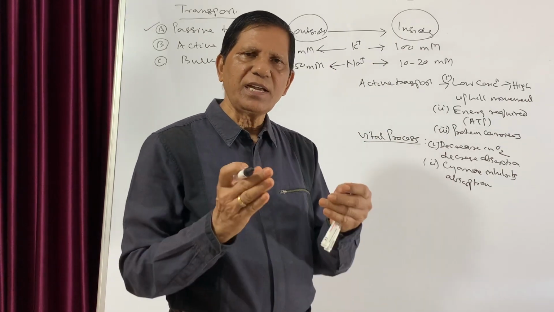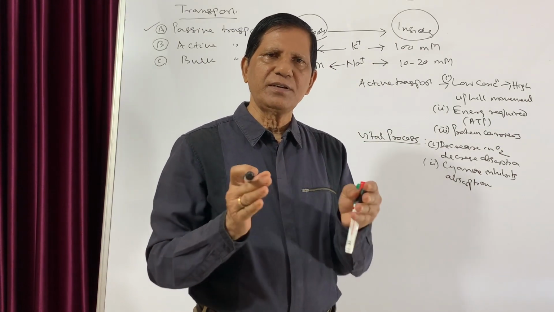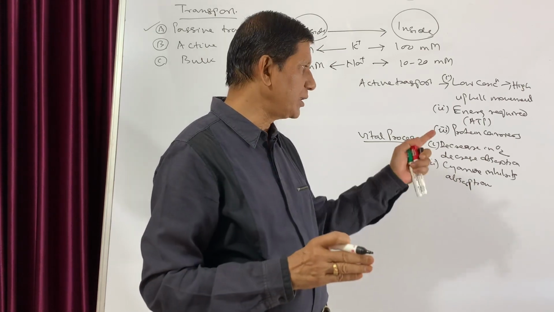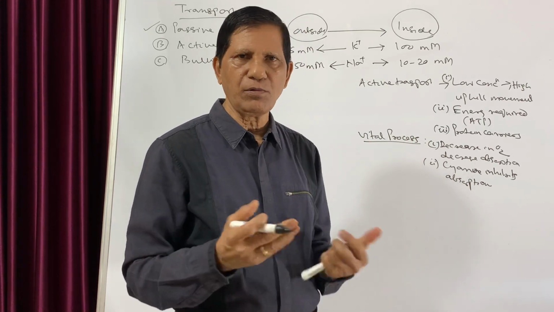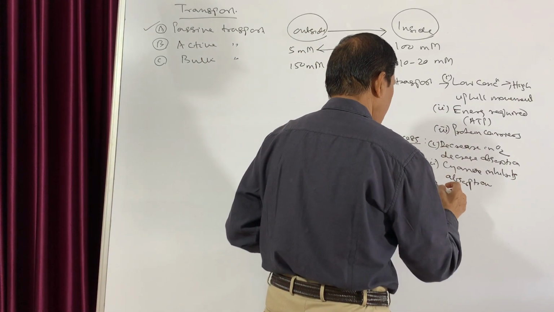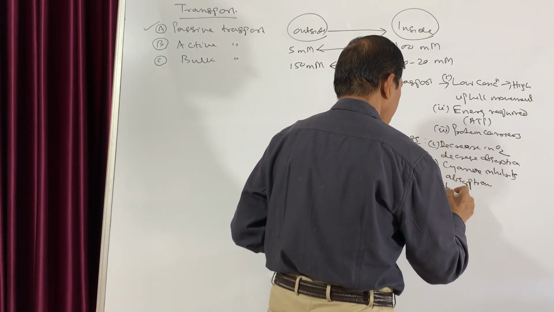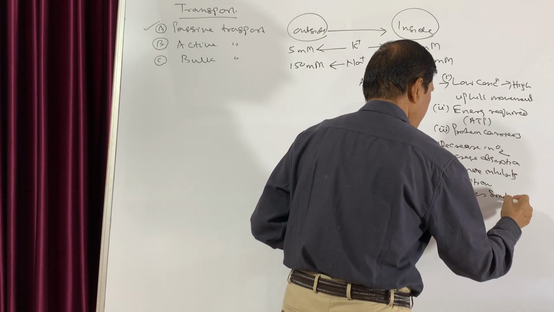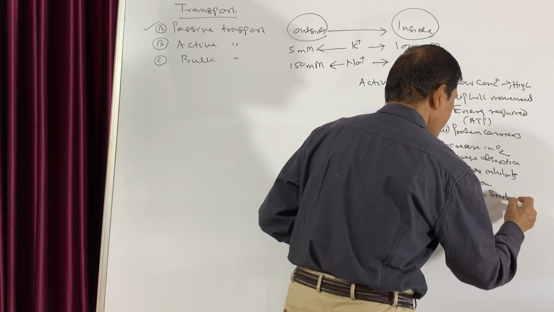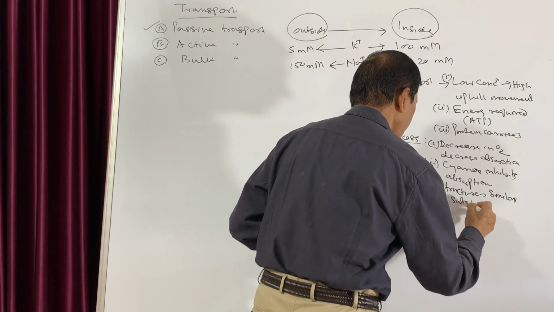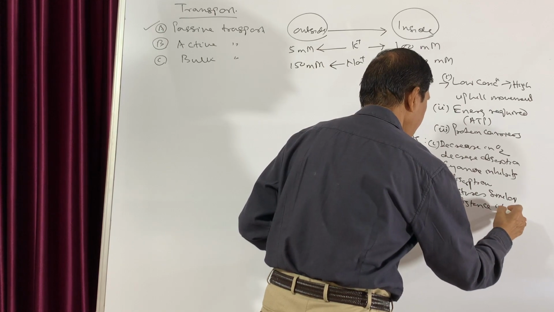Similarly, just like the enzyme substrate reaction, if a substrate similar to this substance is present, that will also inhibit. So the third point is structures similar to substances inhibit it.